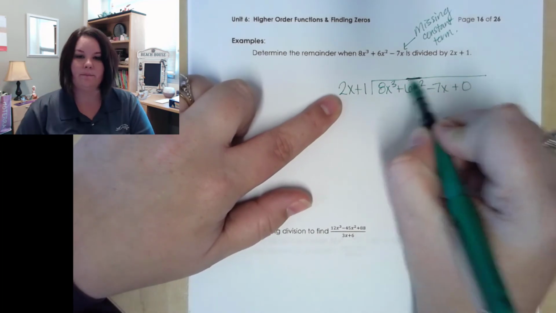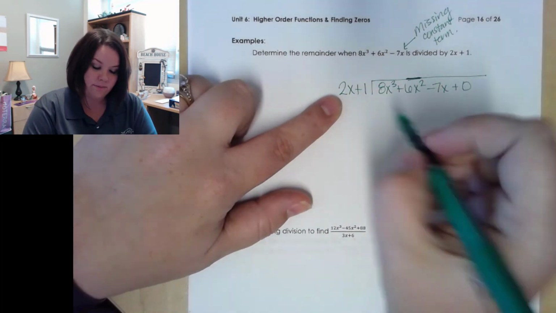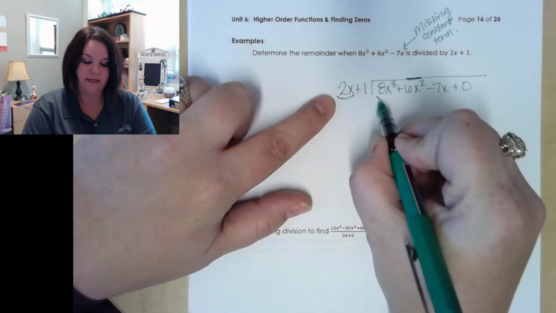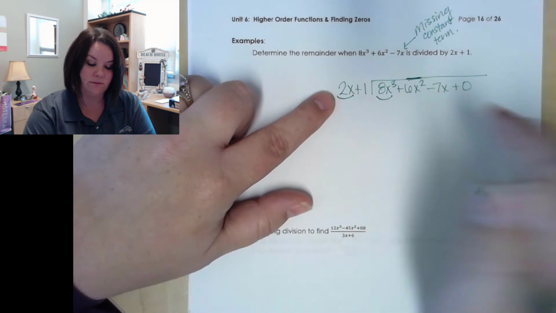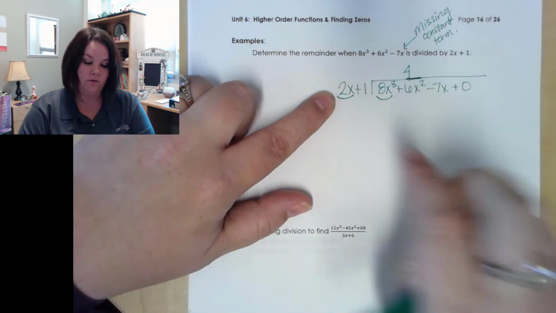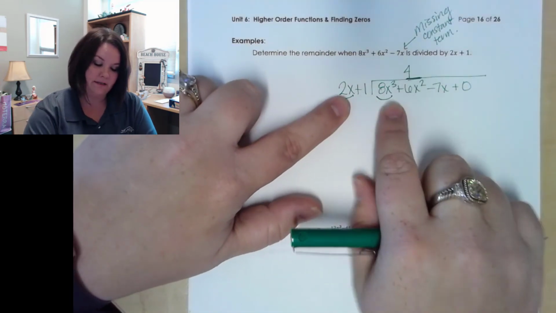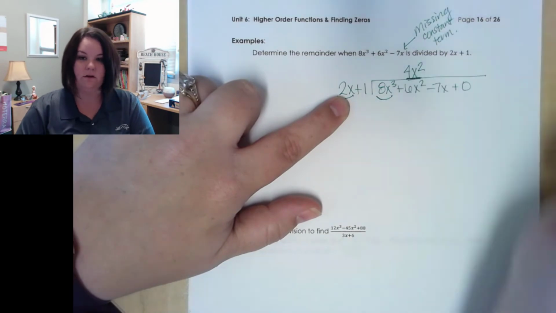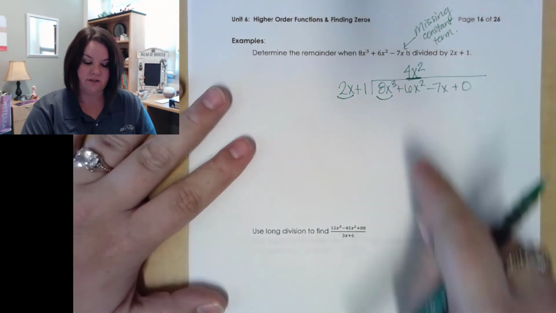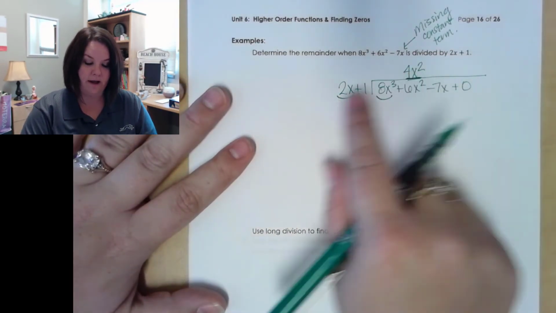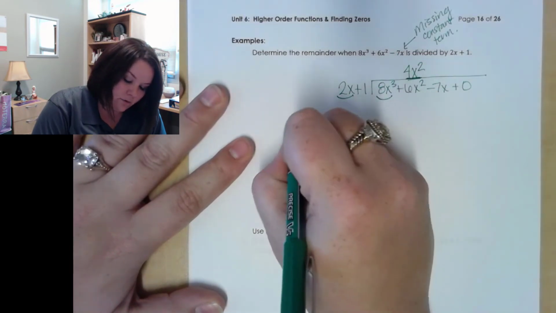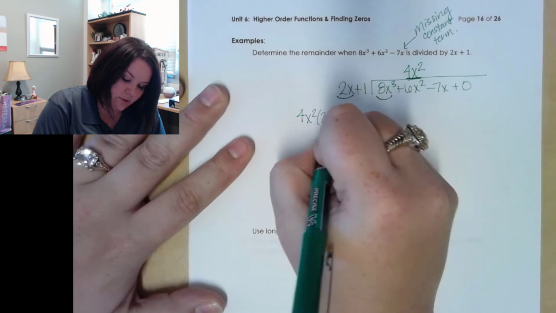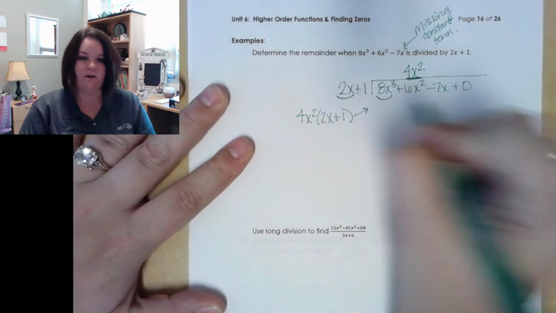Write my first number here. What do I have to multiply 2x by to get 8x cubed? Well, to go from 2 to 8, I need to multiply by 4, and to go from x to x cubed, I need to multiply by x squared. So I need to now distribute this 4x squared to my divisor and write it below. I'm going to go ahead and write it out to the side: 4x squared times 2x plus 1, and write it here.